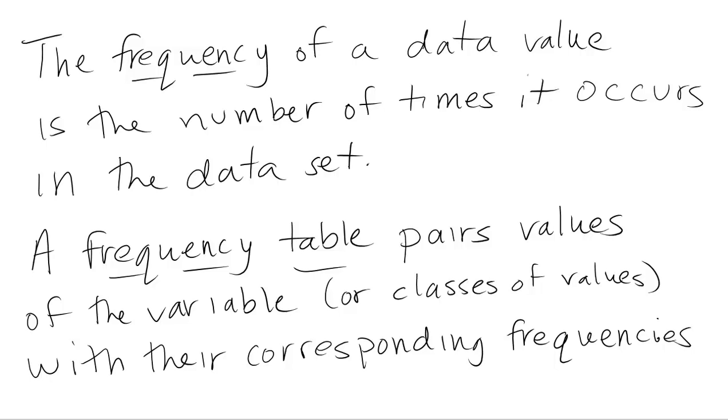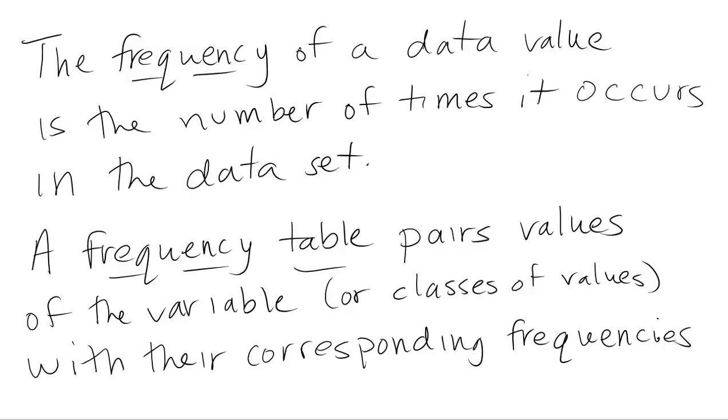A frequency table pairs values of the variable or classes of values with their corresponding frequencies. So first, what do we mean by pairs? Well, we're going to make two columns or two rows. You can make this table either vertically or horizontally. In one column or in one row, we're going to put the value of the variable. And in the corresponding column or row, we're going to put how often that value of the variable occurred, its frequency. When I talk about classes of values in my definition, I mean like an interval of values.